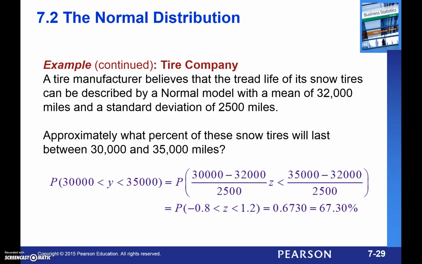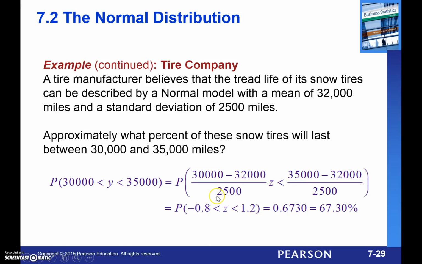So mathematically this says what's the probability that my tire mileage y is between these two numbers. And so we find z-scores for these two numbers. We already found this one, and now we've added this new one, 35,000. So again, it's the number I'm interested in minus the mean divided by the standard deviation. And so now we get what's the probability that z is greater than negative 0.8 but less than 1.2.